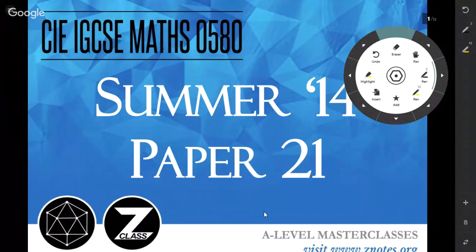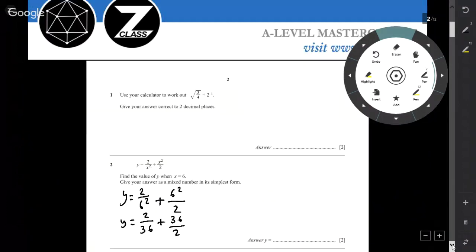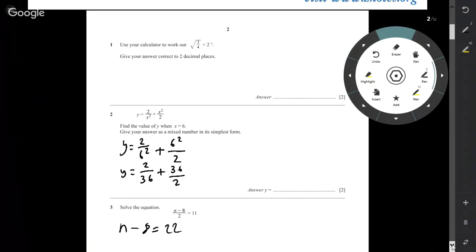Okay, so this is the summer 2014 IGCSE paper 21. I'm just going to go through it with you. So, first question is really simple. You simply type it into your calculator. Top tip is that 2 to the power of minus 1 is a half. Simply type in 3 over 4 square rooted into your calculator and then plus a half.